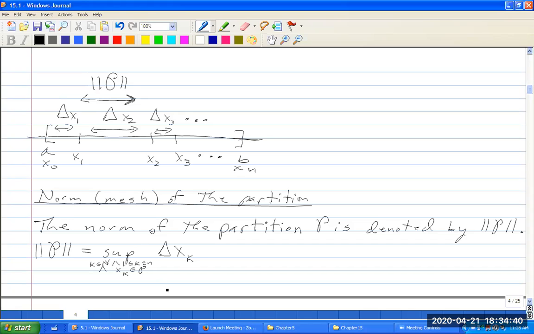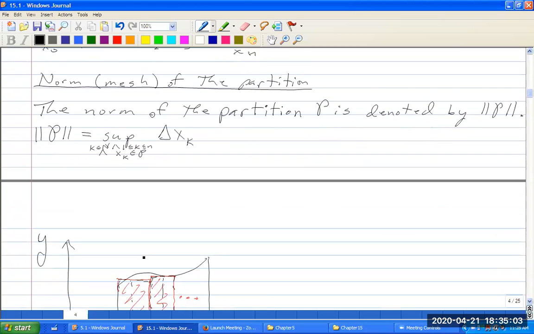So it's a sup for k going from 1 to n, where k is an integer and where x sub k is in your partition. So it's the largest in your partition of any of the subintervals in your partition.